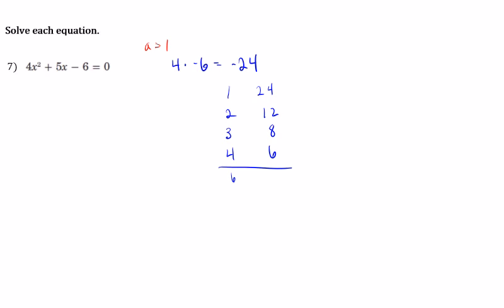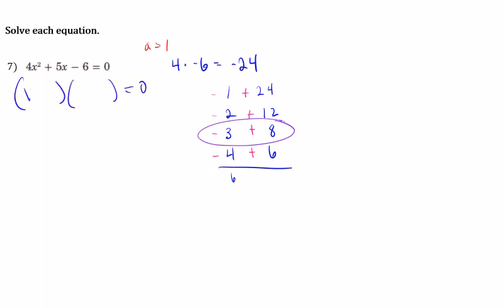Okay. So now remember here that since this is negative, that means your signs are going to be different, right? And this tells you the sign of the bigger number. So we're going to have positives on the bigger side, and then we're going to have different signs here. Okay. So which of those have a sum of 5? -3 and +8, right?